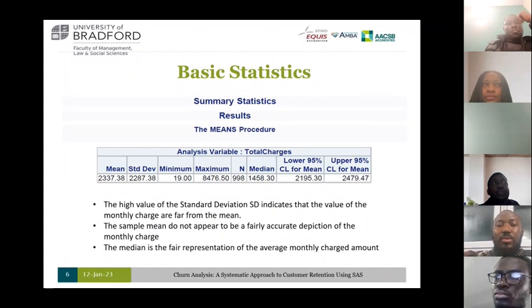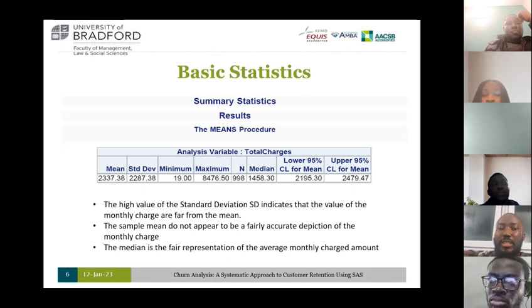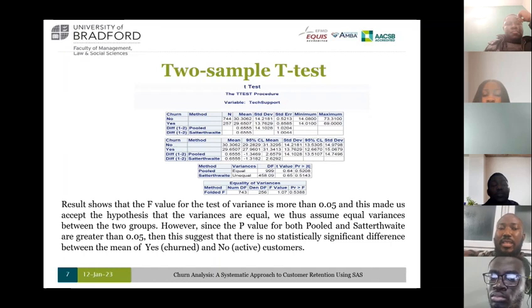Hi, my name is Chidi-iwobi. I'll be talking about some basic statistics. From our findings, we had a high standard deviation, which indicates that the data is widely dispersed, and it also implies that the distribution is not a normal distribution. This also suggests that the median is the true reflection of the average monthly charge. Our data set doesn't have a normal distribution, which is why we skipped the one sample t-test.